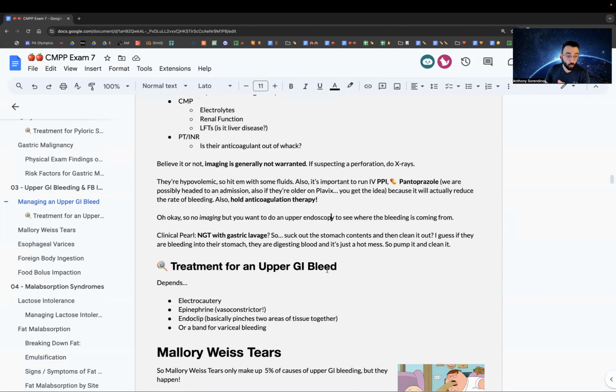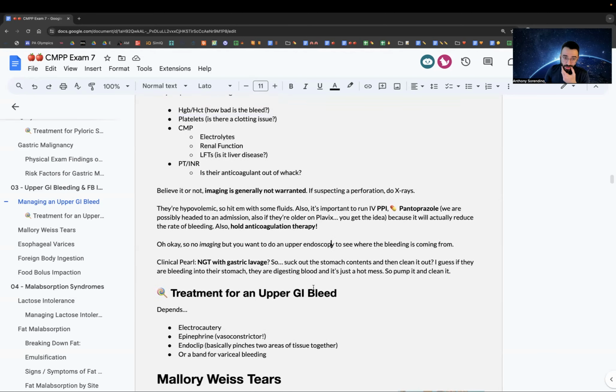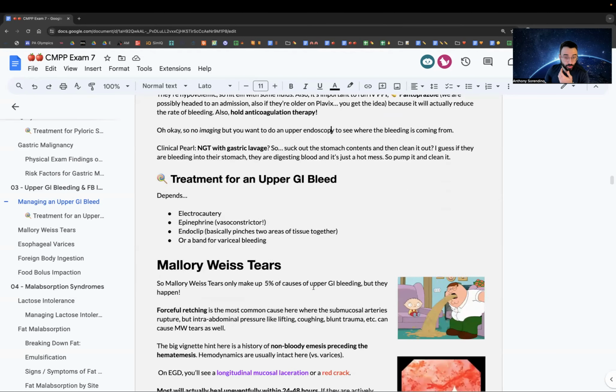All right, you can do an upper endoscopy to see where the bleeding is coming from. And this was a clinical pearl, so this will be a question. You can do a nasogastric tube with a gastric lavage. So I guess you're sucking out the stomach contents, clean it out, flush it out. If they're bleeding into their stomach and they're digesting blood, it's just a hot mess, pump it out and clean it. So other than that, how we're actually going to treat it depends.